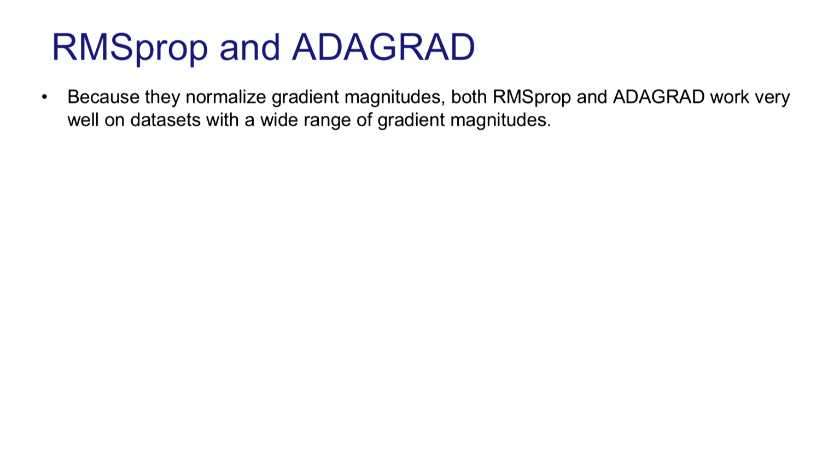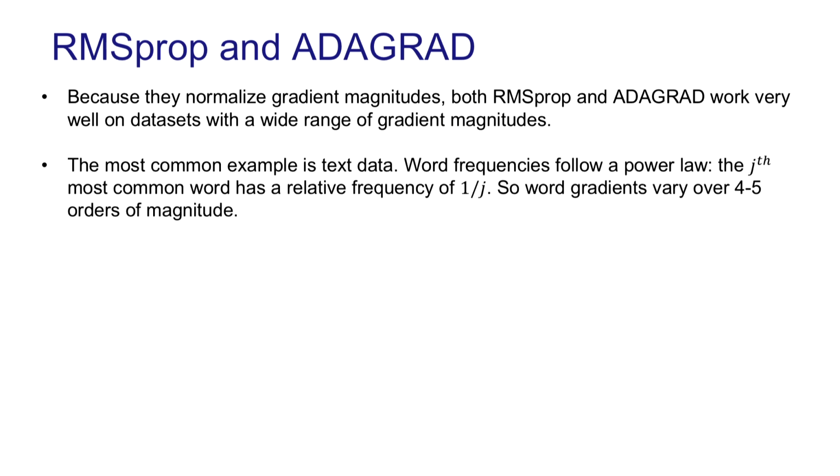Yeah, so both methods, because they're effectively trying to scale gradients, work well on data sets where there is a big range of gradient magnitudes in different directions, or if you want to think about it, where the minima have a very elongated ellipsoidal shape. Yes, so a data set type in which we can quantify that is text data.